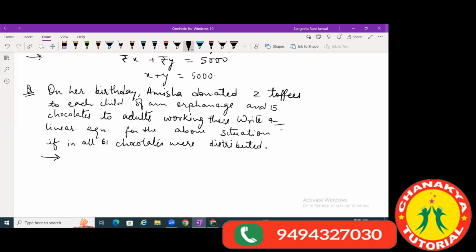Ma'am, 2x plus 15 is equal to 61. So that will be 2x plus 15 equals 61. Because there is no Y term, you cannot plot a graph until you have two coordinates. Okay, beta? So just find the value of X here. That's it. Whatever you get for your value of x. Ma'am, x is 23. 23, okay, so that's it. Only this much is there in this question. Okay, no graph here.